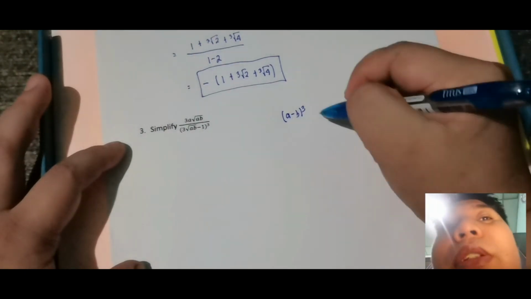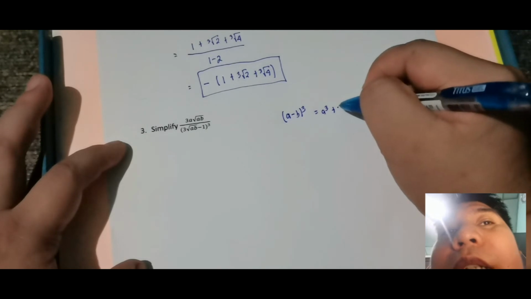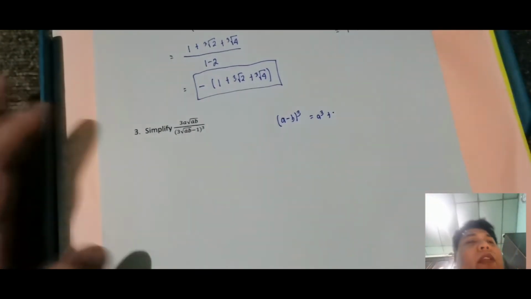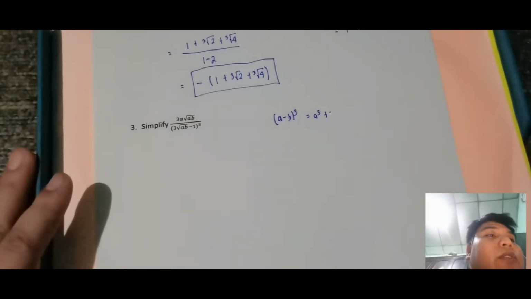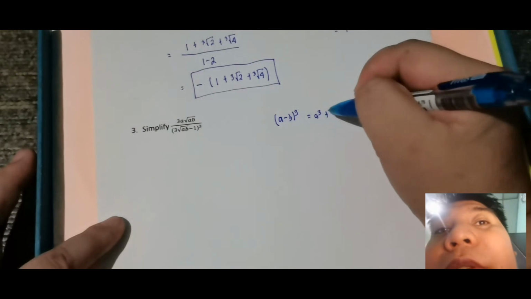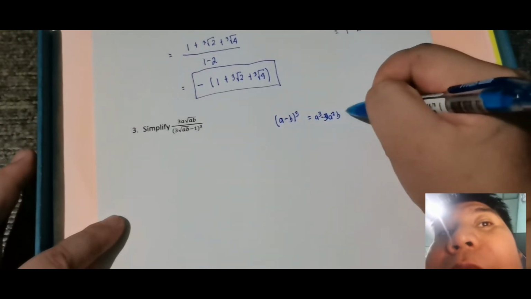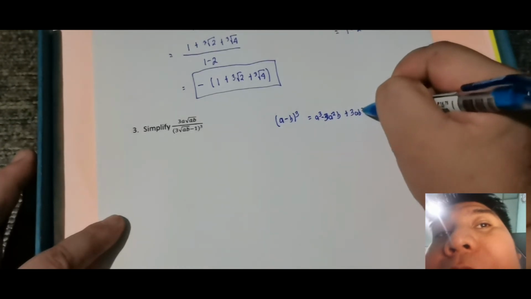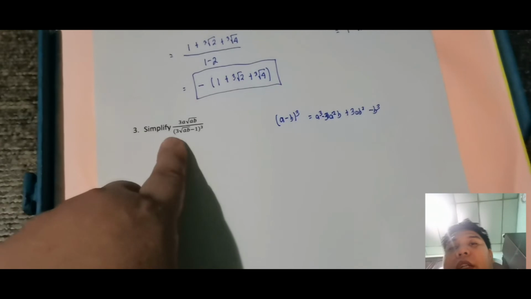So, ano yan? Sir, ang result po dyan is a cube. A cube plus, wait, alalahanin ko. So, that is a cube plus, mali pala, a cube minus, sorry, this is minus 3a squared b plus 3ab squared minus b cube. Okay, so ito yung A, ito yung B natin.